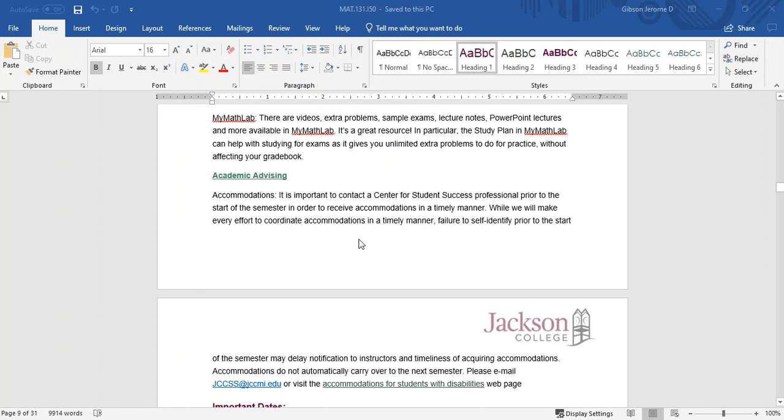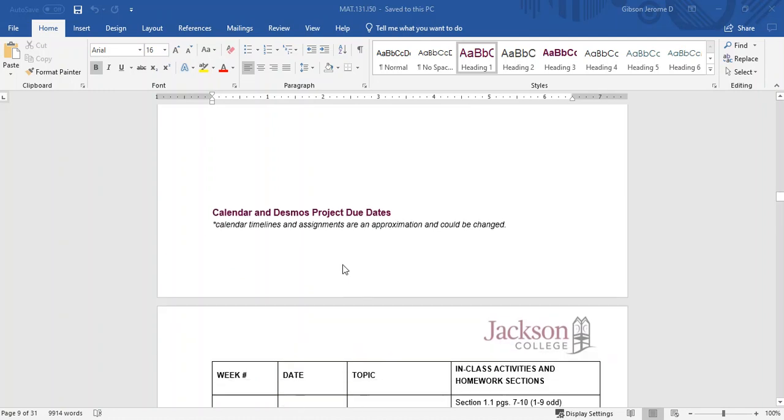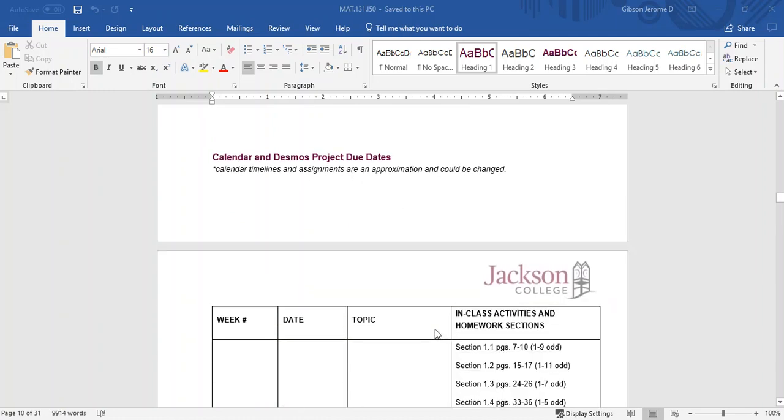Now with academic advising, it says accommodations, it's important to contact a Center for Student Success professional prior to the start of the semester in order to receive accommodations, if you need accommodations for this course. Okay, important dates. We have August 31st, classes begin. September 5th through the 7th, Labor Day, no classes. And then we don't have to worry about these 2 dates here, because our class ends October 19th.